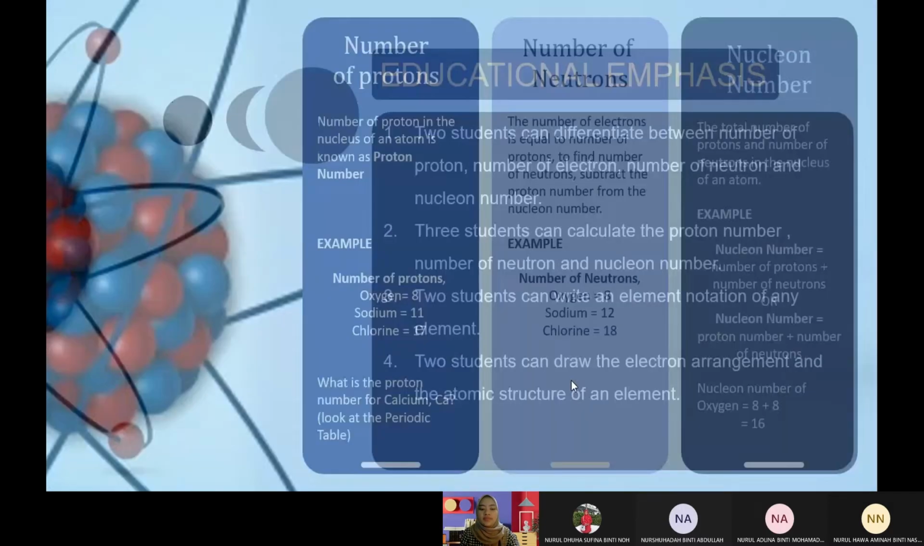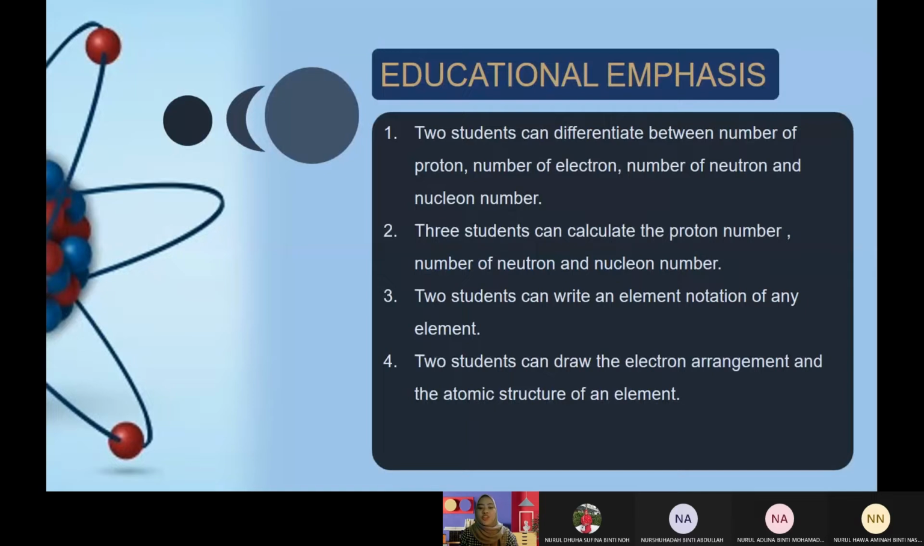So, Adina, do you have any idea about atomic structure? What can you imagine about atomic structure? Atomic structure is when an atom has proton, electron, and neutron in the nucleus. Okay, you are correct. So now I want to show you a video about atomic structure.